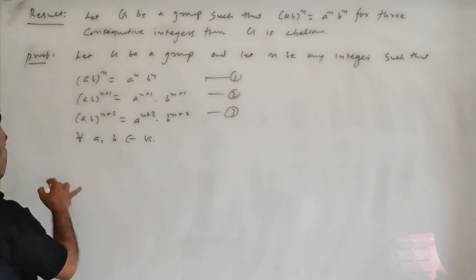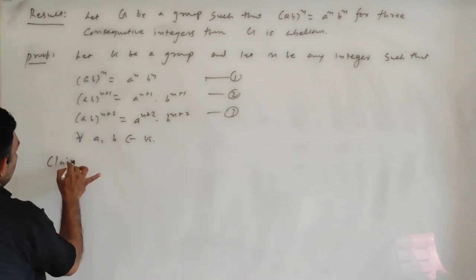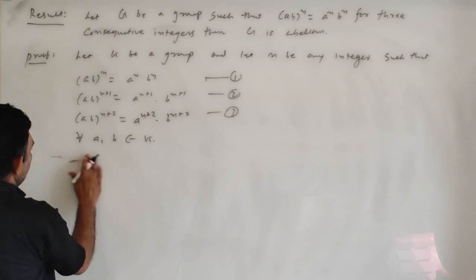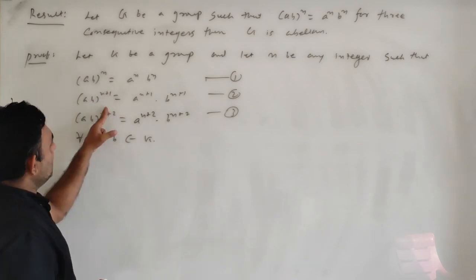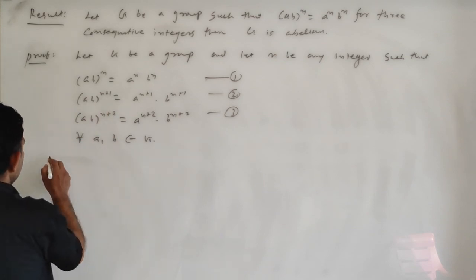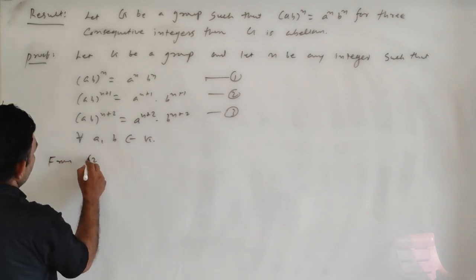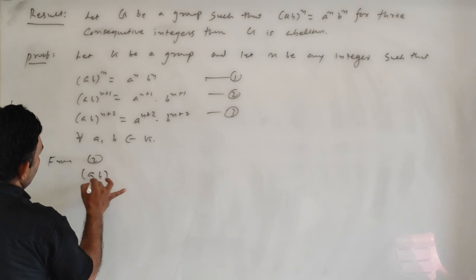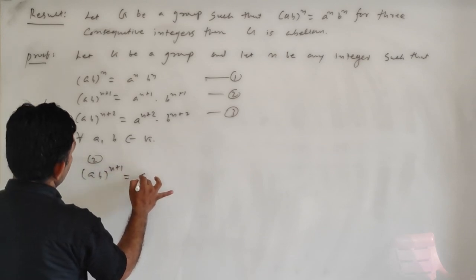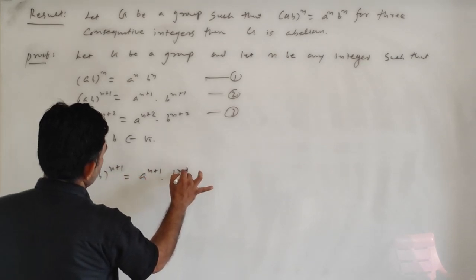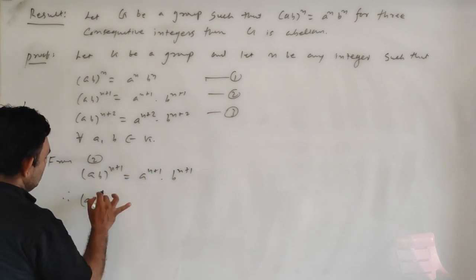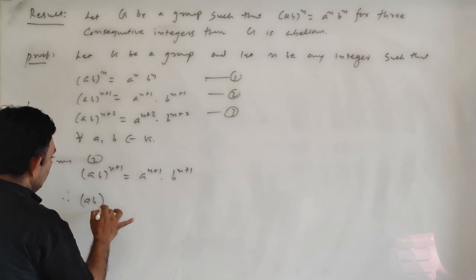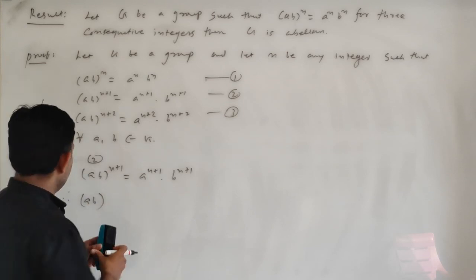So now my claim is what? G is abelian. Okay, so to prove this G is abelian, let me start with 1 and 2. So from 2, let me start. (ab)^(n+1) is equal to a^(n+1) b^(n+1). But this can be written as (ab) raised to, okay, fine, let me write in this way.